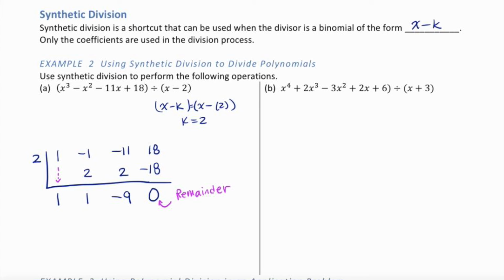So what did we just do? We showed that when we divide this polynomial x cubed minus x squared minus 11x plus 18 by x minus 2, this polynomial is equal to x minus 2 times x squared plus x minus 9. So x cubed minus x squared minus 11x plus 18 equals x minus 2 times x squared plus x minus 9. Let's go ahead and look at the next example.